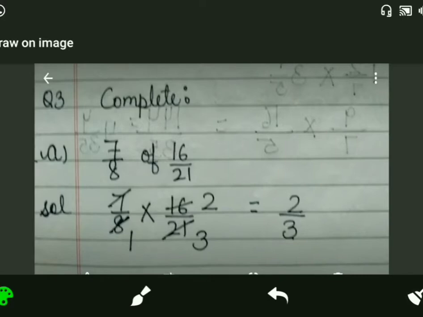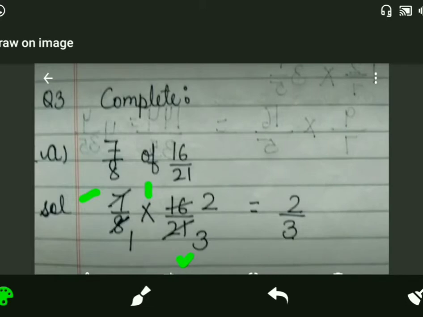Now you have to take one number from the numerator and one number from the denominator. Which two numbers cut in one table? You have to select those two numbers. Firstly, see 7 and 21. Both numbers come in the 7 table. So you cut these two numbers. One number I have taken from the numerator and one number from the denominator. 7 1s are 7, 7 3s are 21. So in place of 21 I will write 3.